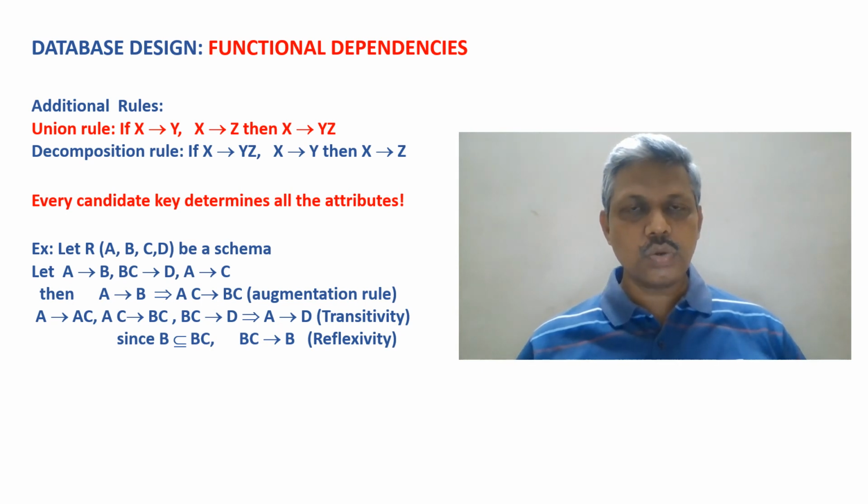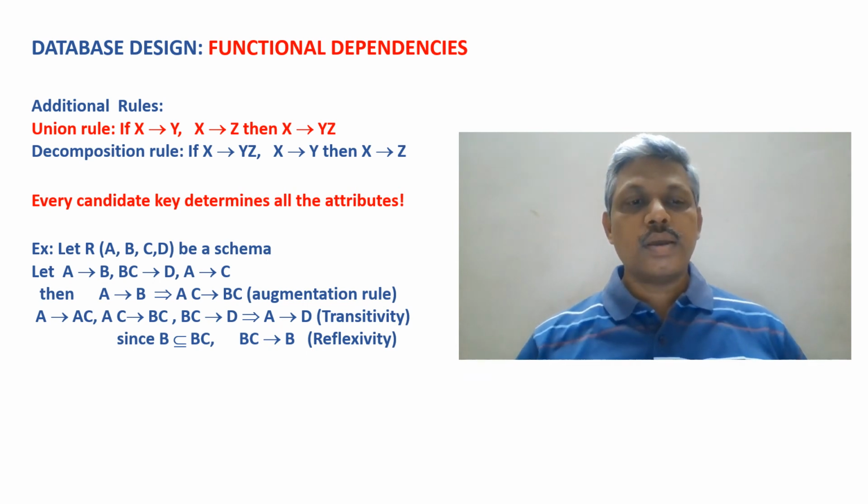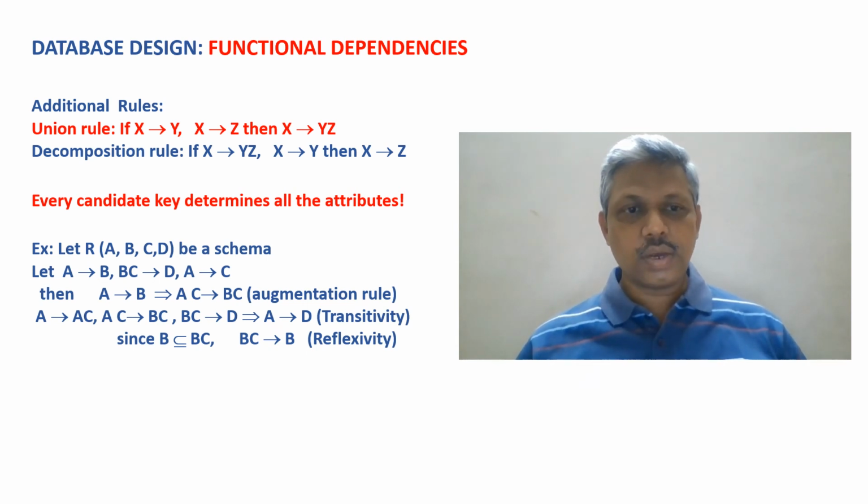By augmentation rule, AC functionally determines BC, because C can be augmented on either side. Now A then C holds, and A then A holds trivially. So A then AC holds again by union rule, and AC then BC holds as we have just observed, and BC then D is already given. So if I combine these three rules by transitivity, I can say that A functionally determines D. So it is an indirect functional dependency that holds, though it is not given directly.